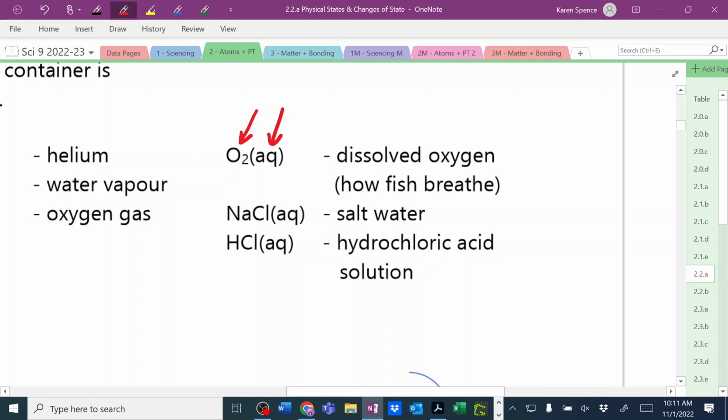We talked about salt water that has dissolved salt in it. And have you heard of hydrochloric acid? We used it in our last lab, right? That was dissolved in water. That's why it looked like it did. Normally HCl is a gas, but we dissolved it in water.